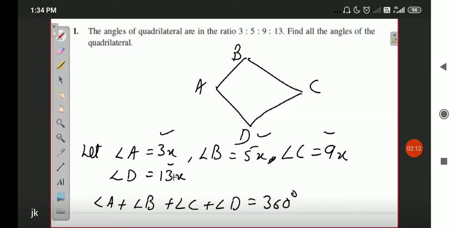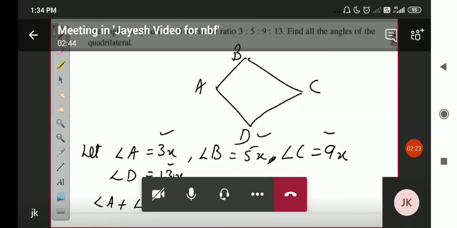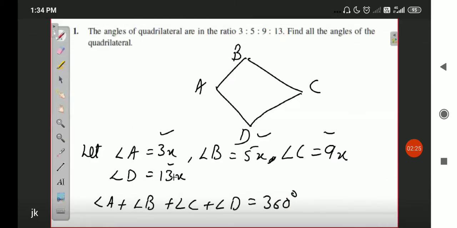Okay, the screen is a bit lagging now because of the internet issue. I hope it will come now correctly.